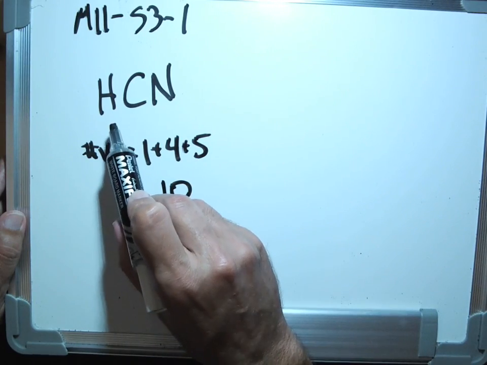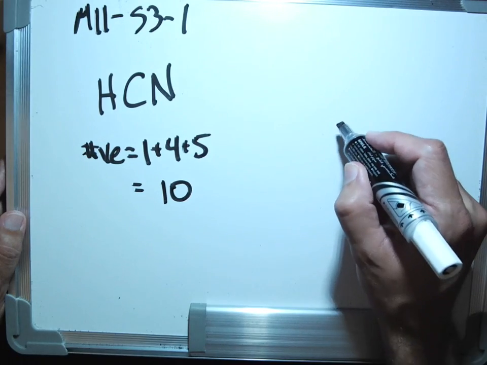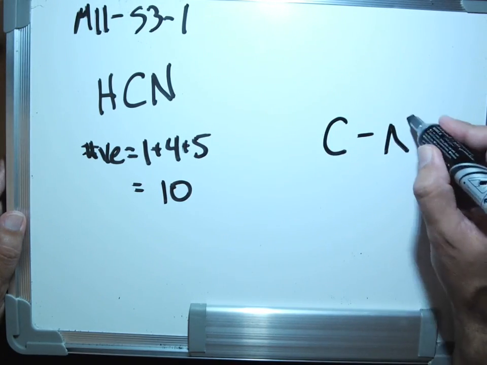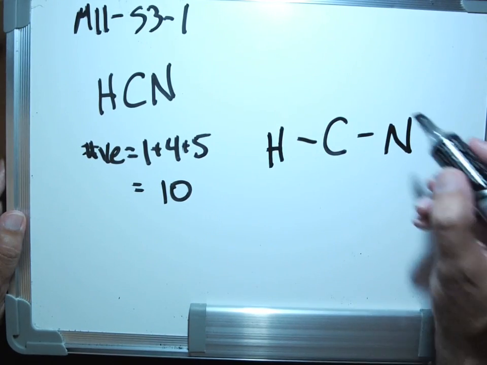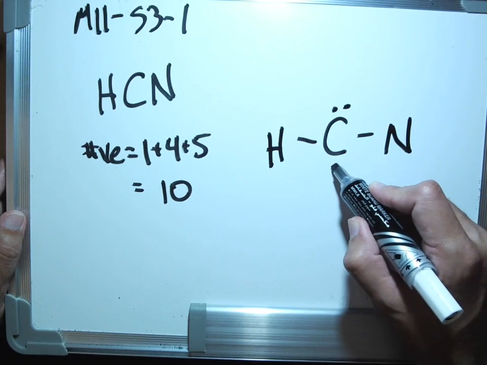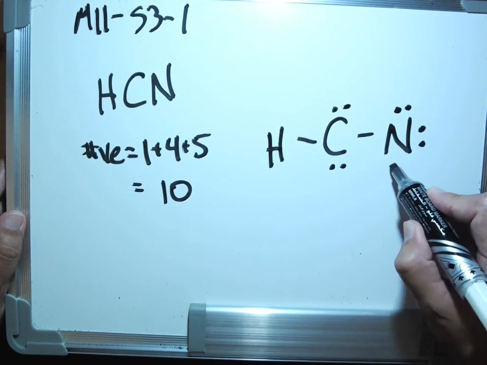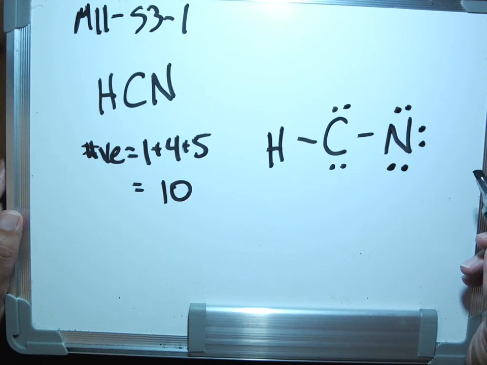We know hydrogen is never going to be the central atom, and given the choice between carbon and nitrogen, we'll go with carbon, given it is less electronegative. We'll attach the adjacent atoms. We'll give everything an octet that needs an octet. Now both the carbon and the nitrogen have their octet.